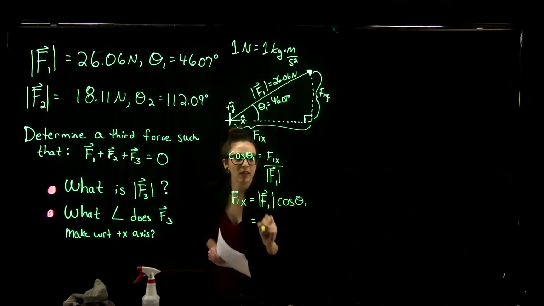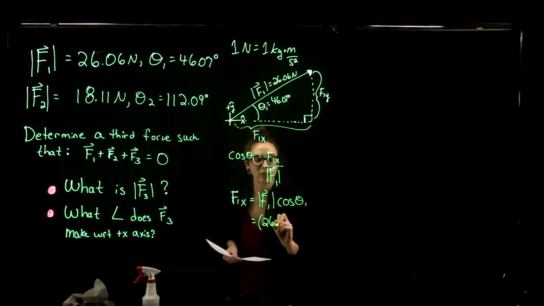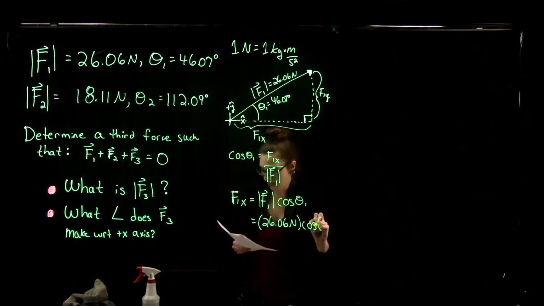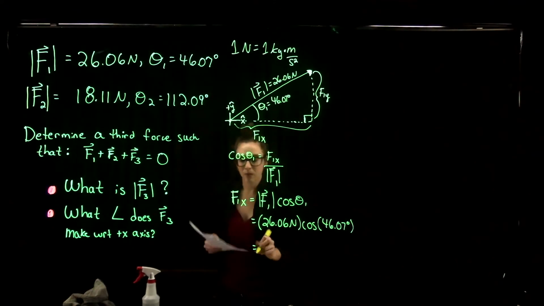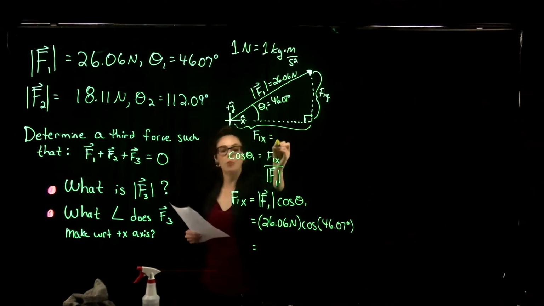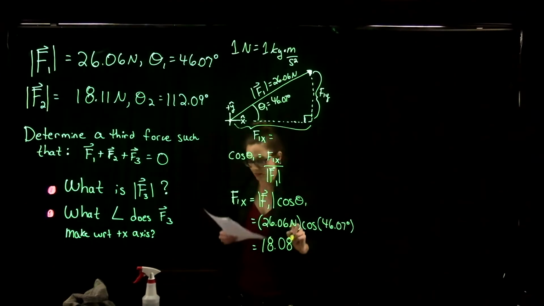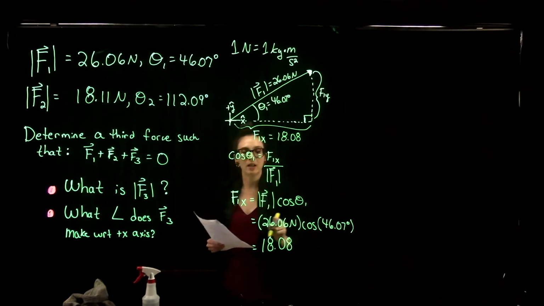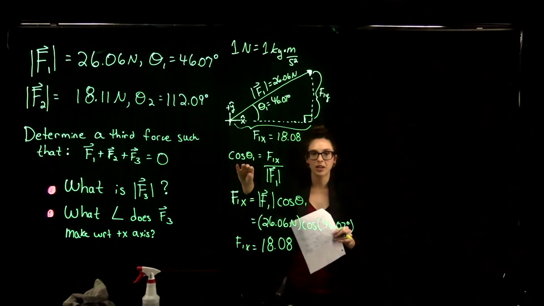If I go ahead and stick in the numbers here, the magnitude of this vector is 26.06 newtons. Cosine of my angle, which was 46.07 degrees. So this component here, F1x, is equal to 18.08 newtons.